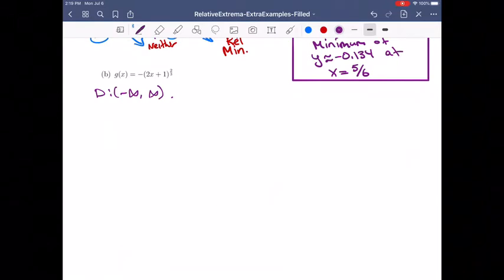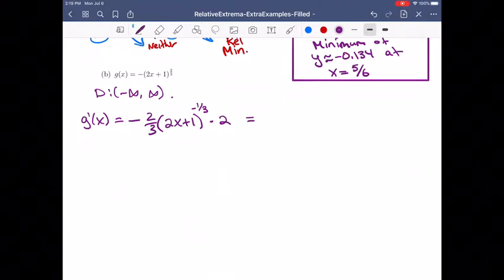Okay, so now we're going to try and find the derivative. So the negative can come out. We're going to bring the 2/3 down, and it's going to be (2x plus 1) to the power 1 less, so that's going to be to the negative 1/3. And then times the derivative of the inside, which is 2. So we're going to get negative 4 over 3 times the cube root of 2x plus 1.